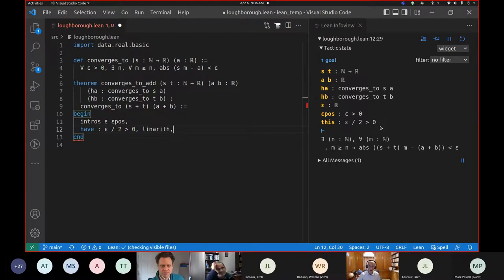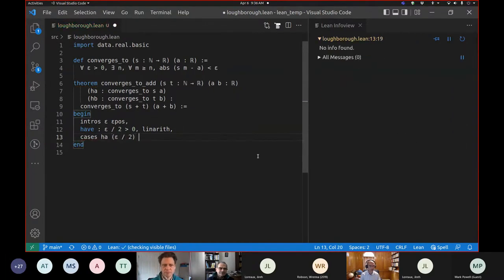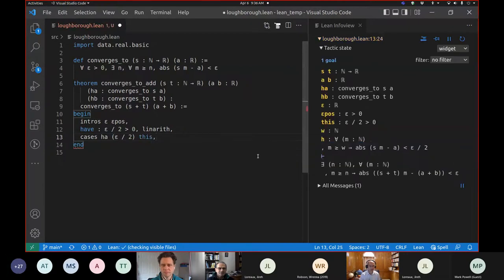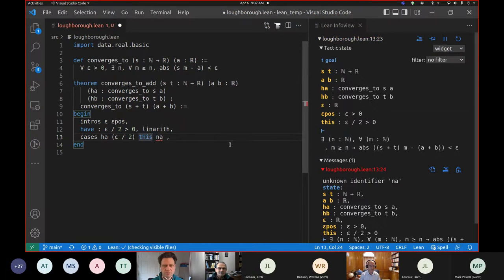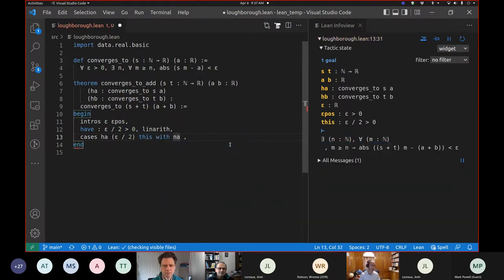Okay. And so now we want to specialize this assumption to epsilon over 2. So I'm just going to do cases HA at, let me put parentheses around it, epsilon over 2, and this. And what that did, roughly, is give us an N and an M for that particular data. Lean just chose arbitrary names, so let me give them names. I'm going to use, cases this with, the name NA for the N that's associated to the A value, and HNA for that assumption.